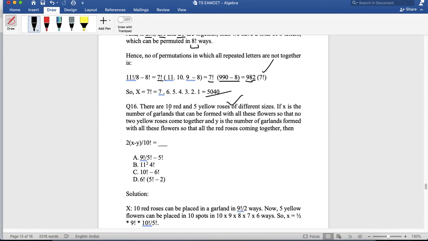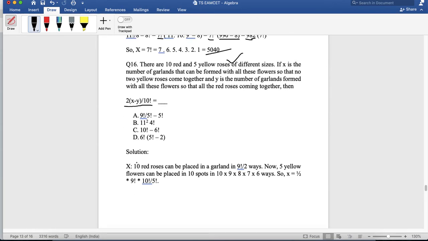So this guy says there are 10 red and 5 yellow roses of different sizes. If X is the number of garlands that can be formed with all these flowers so that no two yellow roses come together, and Y is the number of garlands formed with all these flowers so that all the red roses come together, then what is the value of X minus Y times 2 divided by 10 factorial? So we know 10 factorial will figure in the solution. First X. X is what? The number of garlands that can be formed so that no two yellow roses come together.